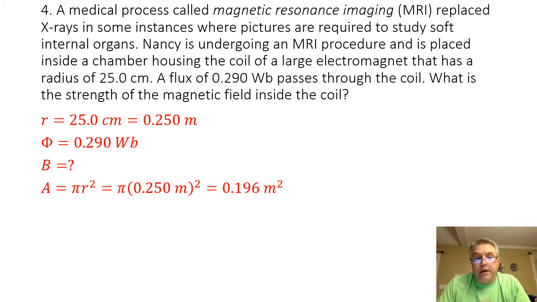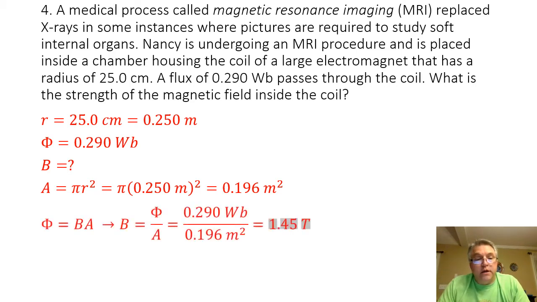When I plug my radius of 0.250 meters into the formula, I'm going to have an area of 0.196 square meters. Now I know the magnetic flux is equal to the magnetic field times the area. So if I want to solve this for the magnetic field, I'm going to have B equals phi divided by A. I plug my known values into that equation, and I'm going to have a magnetic field of 1.45 Tesla.